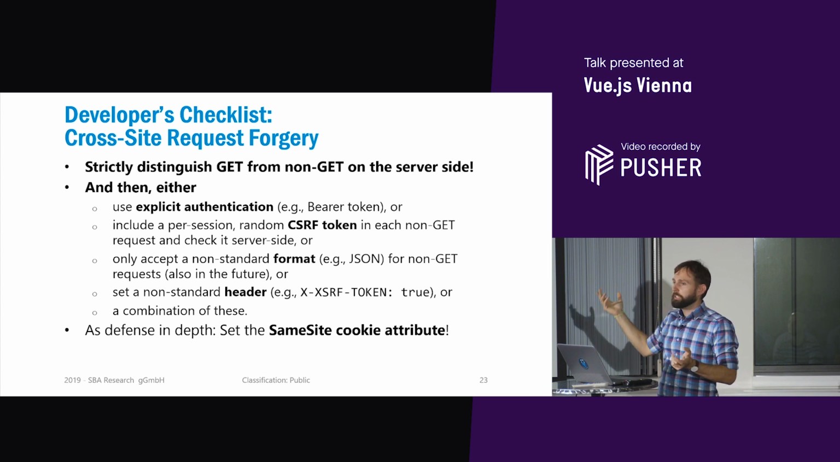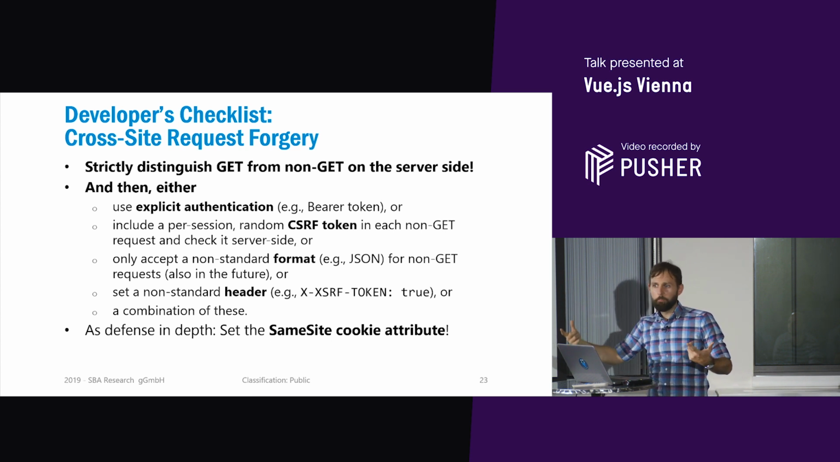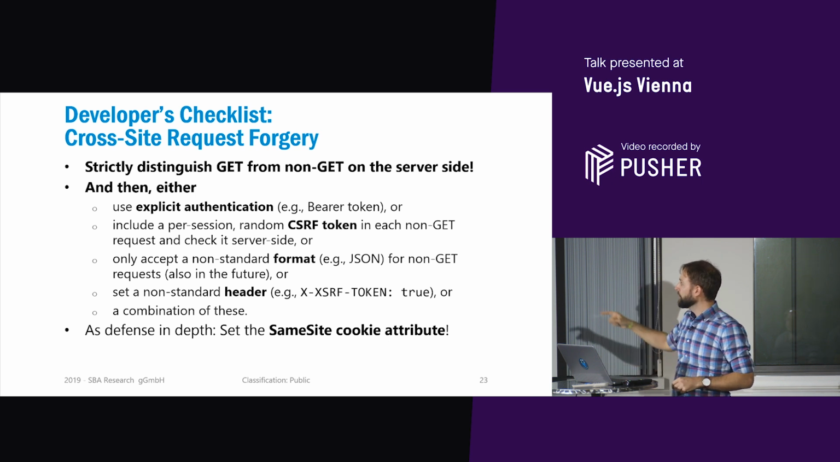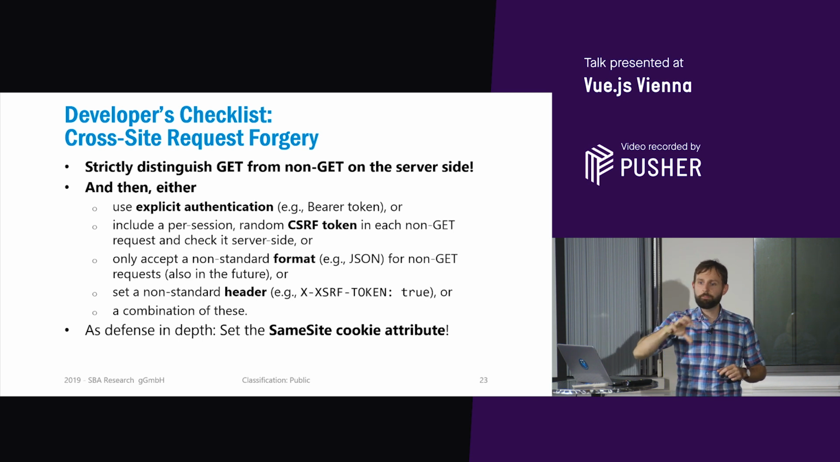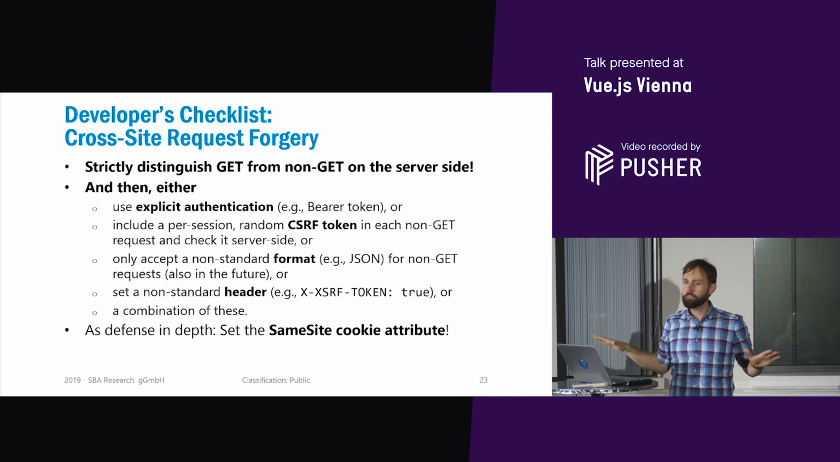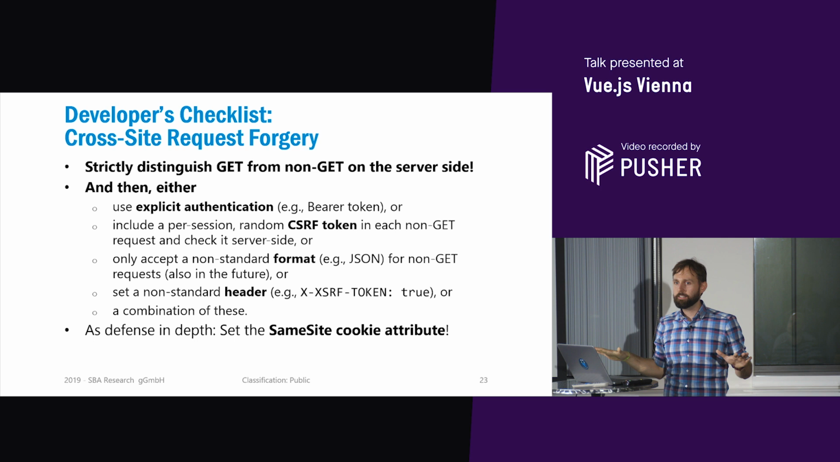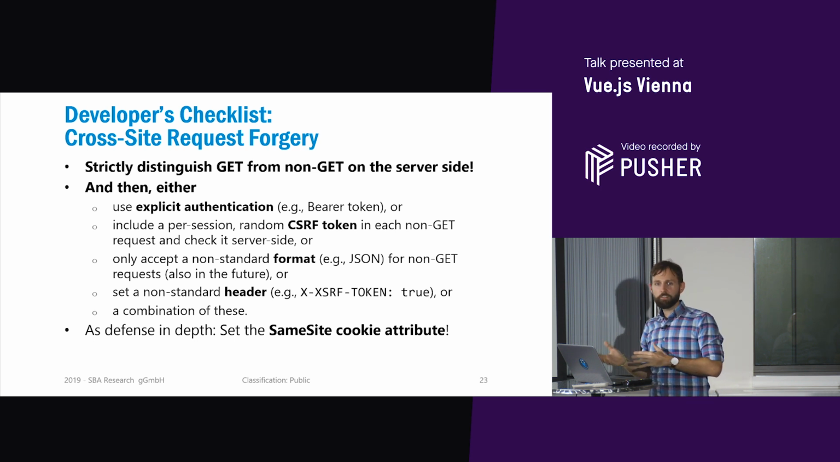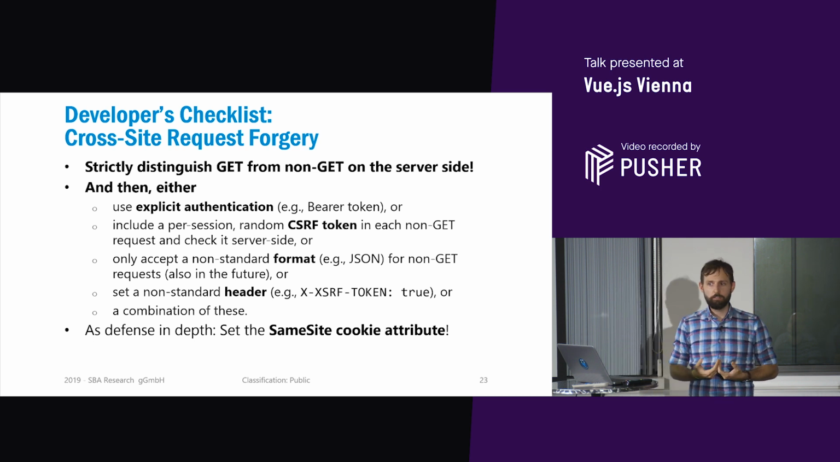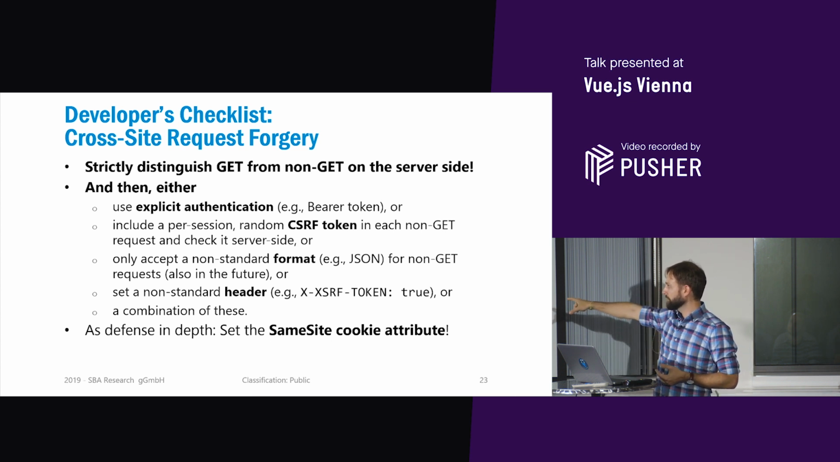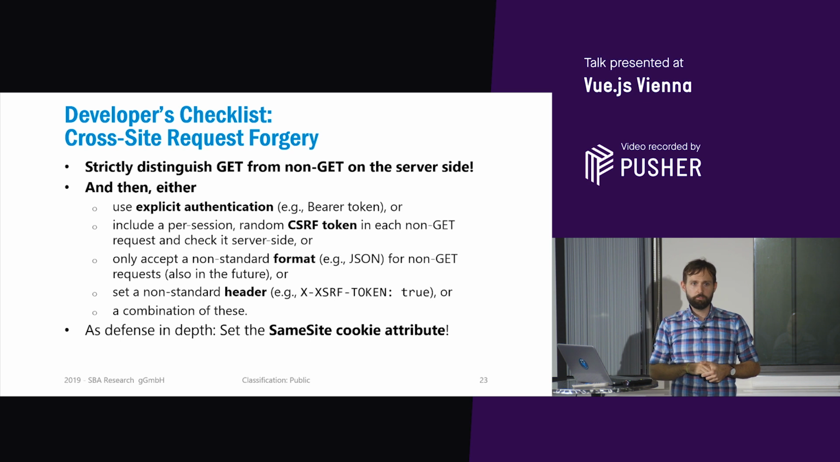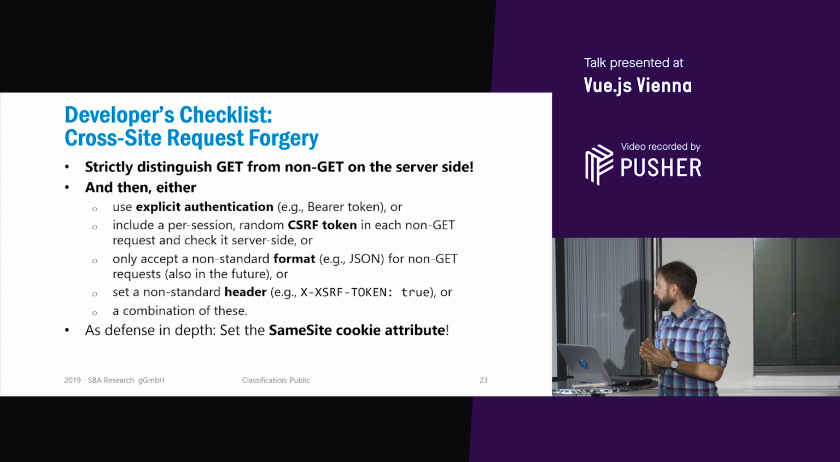Throw away all your CSRF tokens, I mean. You could also include a per session CSRF token, but that's the complicated solution that we want to avoid. Or you could also only accept a non-standard format. So if you only accept JSON on the server side, no cross-site request forgery possible, because I cannot set a JSON content type with my HTML forms. So CSRF is not possible. Or the simplest of all of these is just set a custom header and check if it's there on the server side. Done. Okay. You could also combine these, but not necessary.